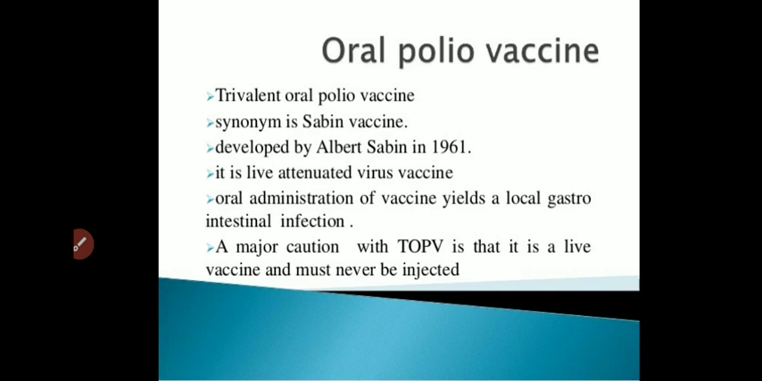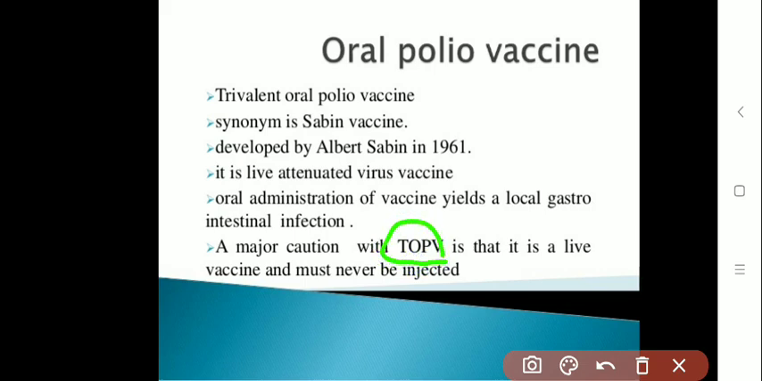Now, we have already seen that there are three types of polio virus, and this polio vaccine is a blend of all these three polio viruses, so it is known as trivalent. And as this vaccine is administered by the oral route, it is known as trivalent oral polio vaccine, or TOPV. Its short form is TOPV, which stands for trivalent oral polio vaccine.